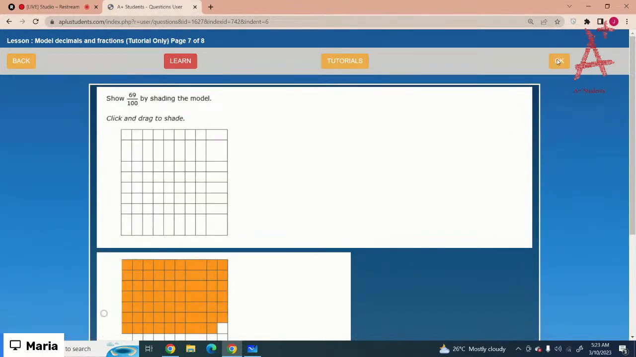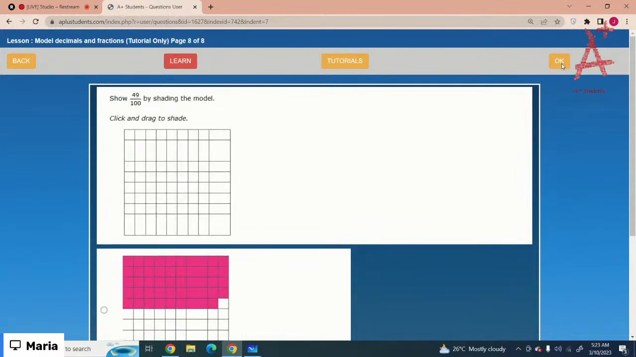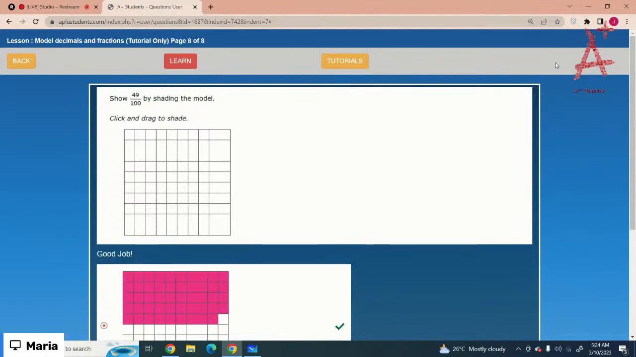Okay, show 69 by 100. That means the total boxes must be 100, and out of the 100, 69 of them are colored. Got it? So option 1 is the correct option. You are given only one option basically. Okay, show 49 by 100 by shading the model. So which is the correct option? That means 49 boxes out of the 100 are shaded. So that is the correct option. Got it?